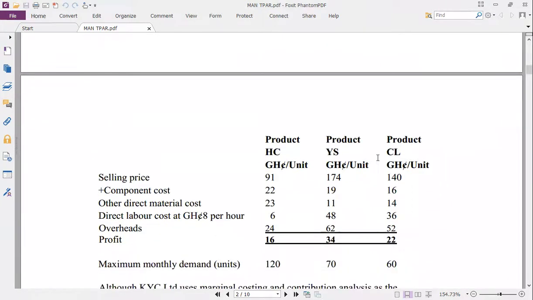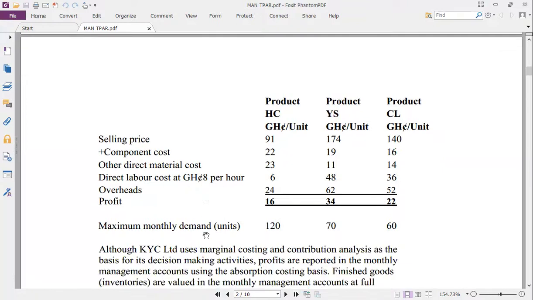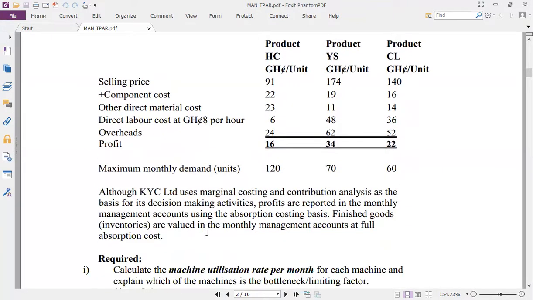The products have selling prices of 91, 174, 140. Component cost and other direct material cost. In fact, component cost is part of what? Material cost. So here the material costs are 2: the component and the other material cost. Good. The overhead cost over here is a fixed cost. So take note, this overhead cost is a fixed cost. If you're using the contribution analysis, don't touch it. Maximum demand is there.